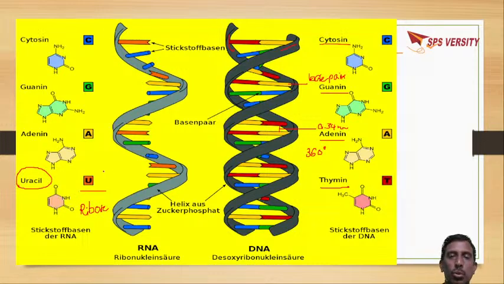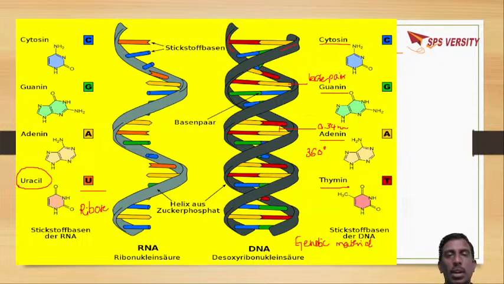In most living organisms, DNA is the genetic material, and in very few viruses like tobacco mosaic virus, RNA is the genetic material. Mostly RNA plays an important role in protein synthesis, whereas DNA plays an important role as genetic material. That means it forms the genes. These are all made up of DNA.